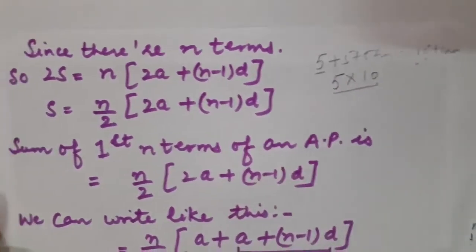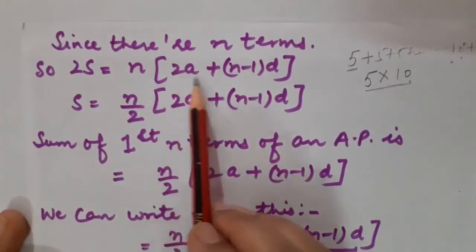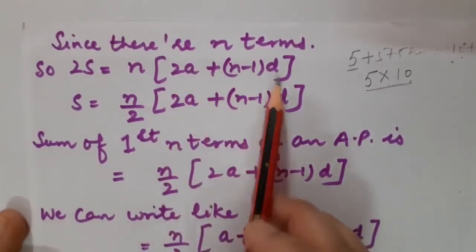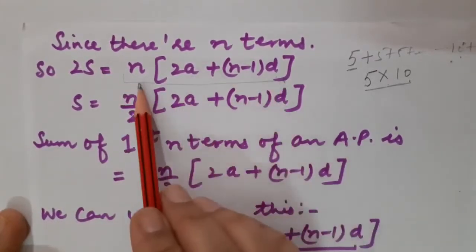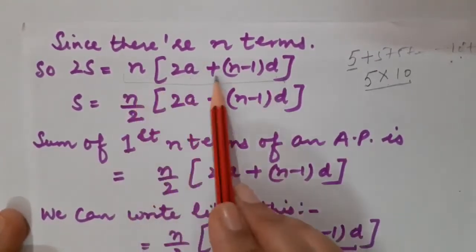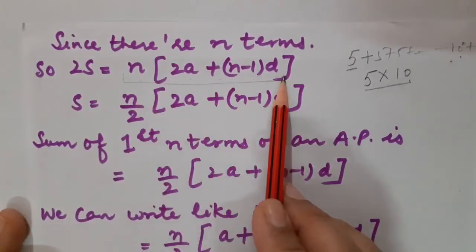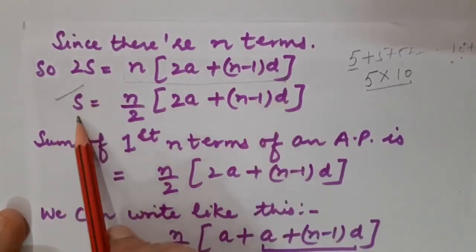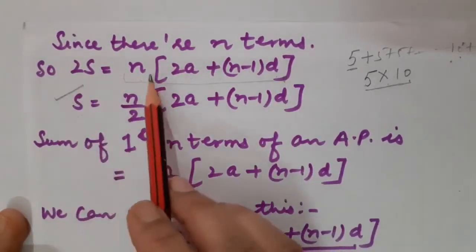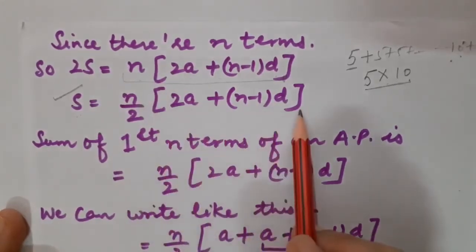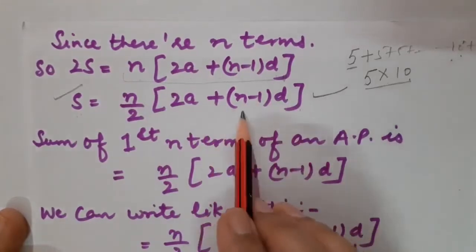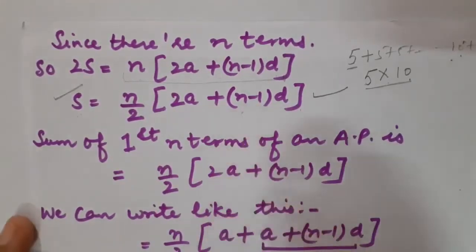Fine. In the same manner, the same term, that is 2a plus n minus 1 into d, I have got n number of times. So after adding all those terms, I have got n into 2a plus n minus 1 into d. Correct, student? As we will have to calculate S only, so S will remain here. It would become n upon 2 into 2a plus n minus 1 into d. Correct? So children, this is basically the sum of first n terms of AP.